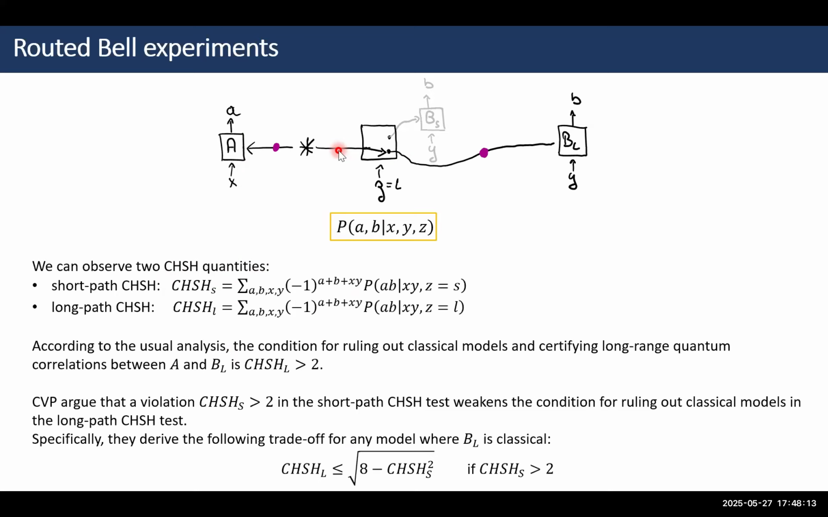So specifically, they derive a trade-off between the short path CHSH value and the long path CHSH value, and this trade-off holds for any model where this device is classical. So if you violate this threshold, it means that the faraway Bob had really to measure a quantum particle, and so you have established some long distance quantum correlation. You are able to certify long distance quantum correlation. So let me explain a little bit more what this trade-off is.